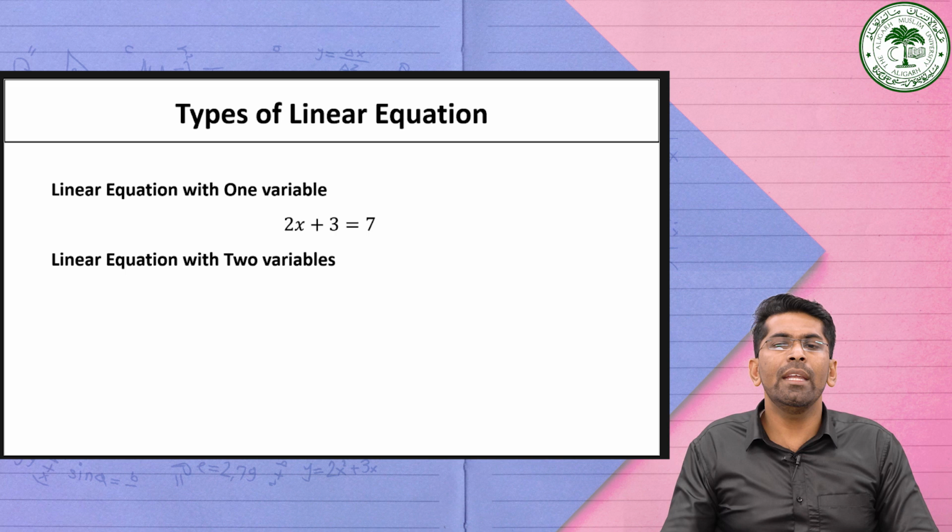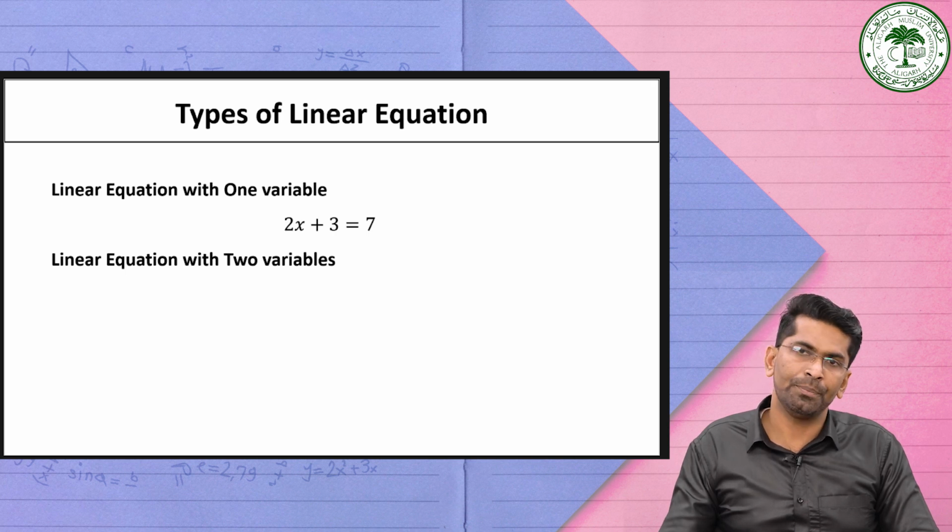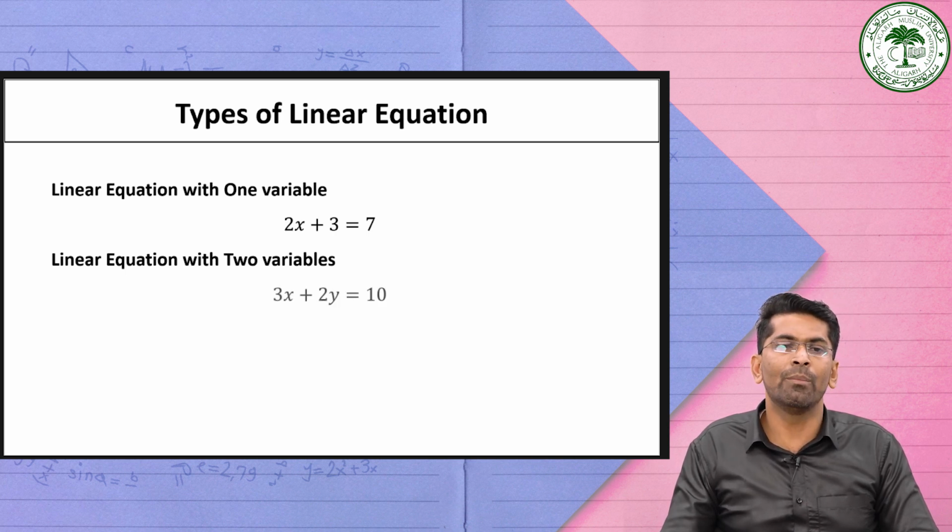Similarly, we have a linear equation with two variables. For example, 3x plus 2y is equal to 10. It involves two variables. Here the variables are x and y, which are generally used to denote two variables.